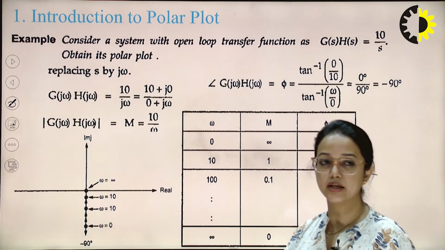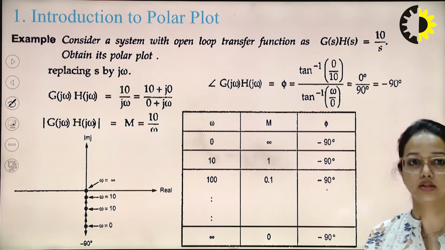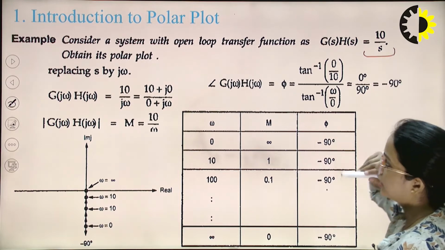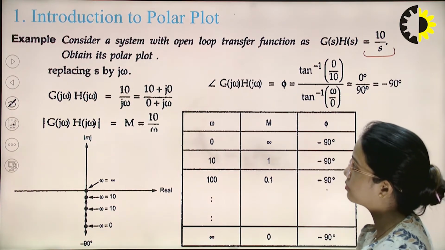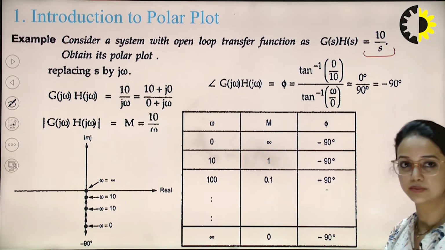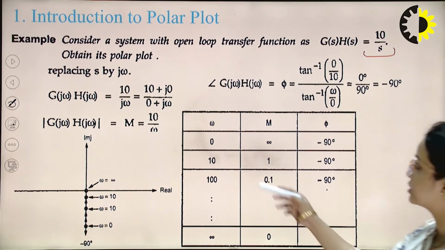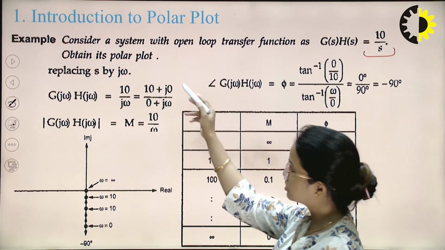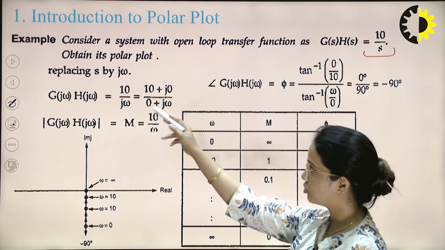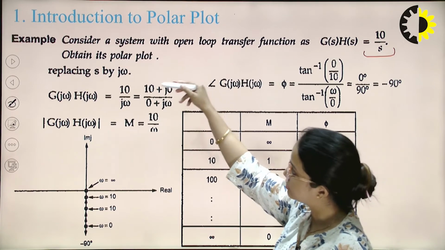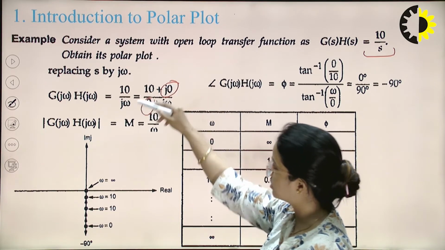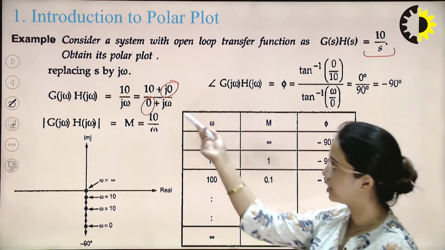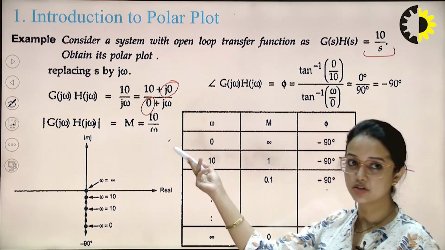Now, moving ahead, consider a system with open loop transfer function G(s)H(s) equals 10 by s, and we have to obtain its polar plot by replacing s with j omega. Now we are writing it as 10 by j omega. We are also writing it as 10 plus 0j over 0 plus j omega. We can see here the imaginary part is 0 in the numerator and the real part is 0 in the denominator. Now the magnitude of course is 10 by omega.